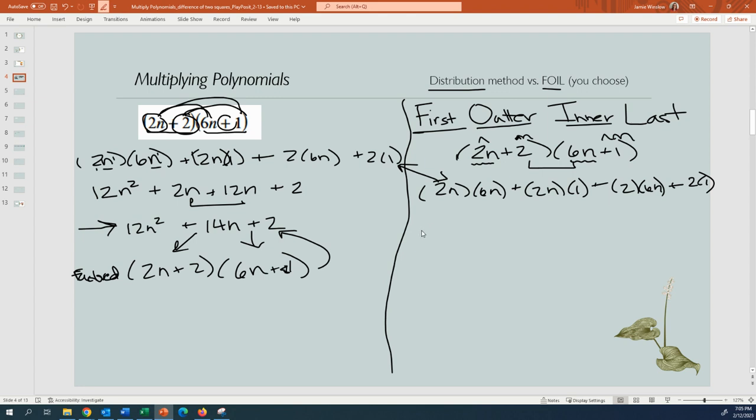So it just depends how you see it, how you want to remember it. If you're going to distribute each term, or you're going to remember this whole first, outer, inner, last. As you get quicker, better, you'll start to do this in your head. But I don't recommend doing that for a very long time. Practicing writing it all out is going to help you not mess up any signs or forget any variables.